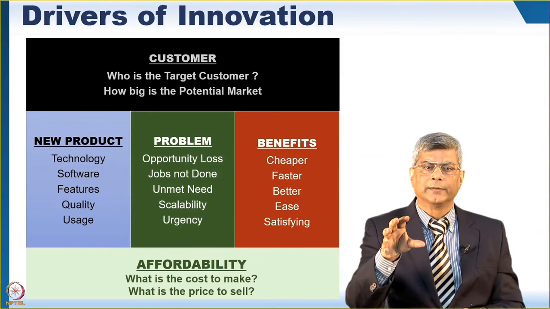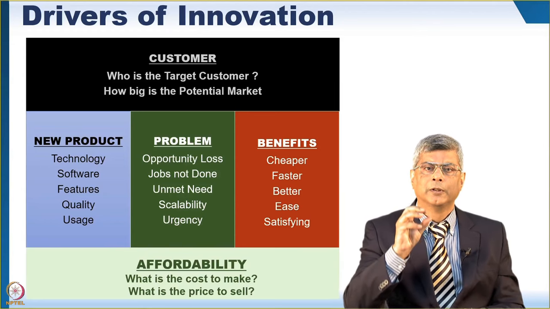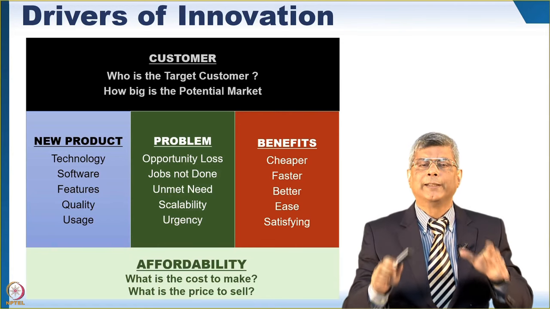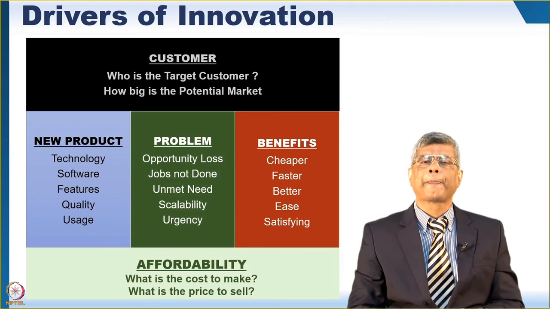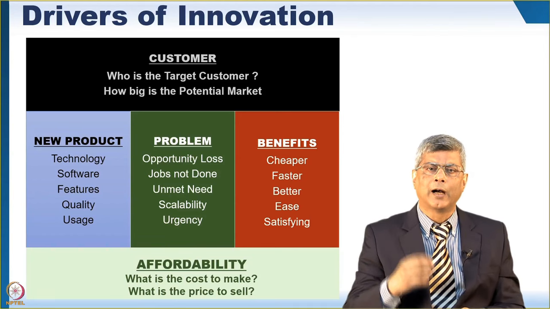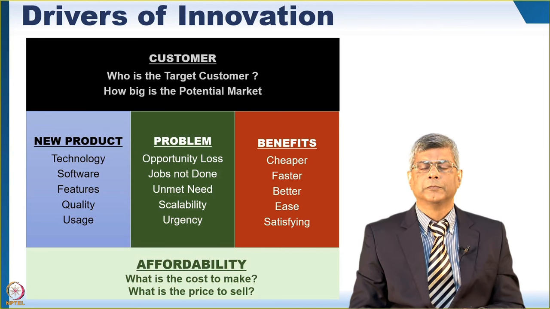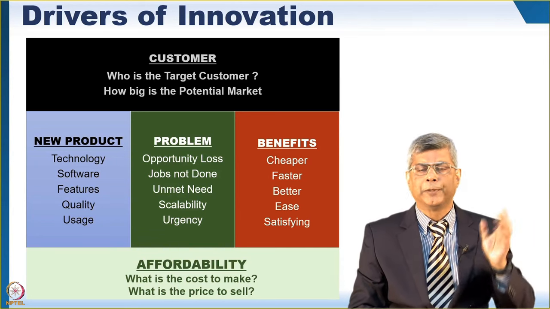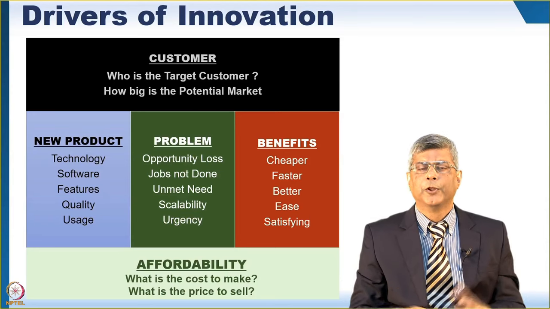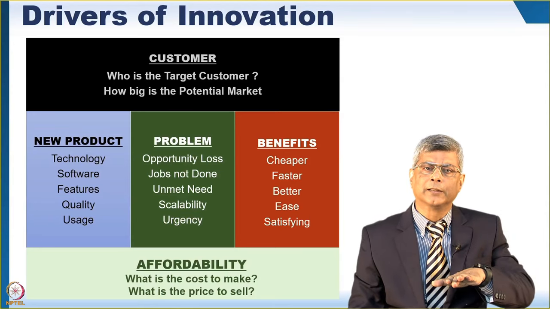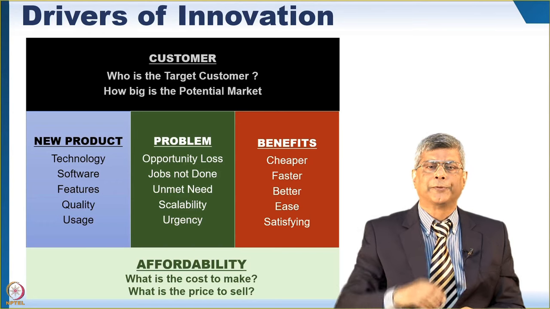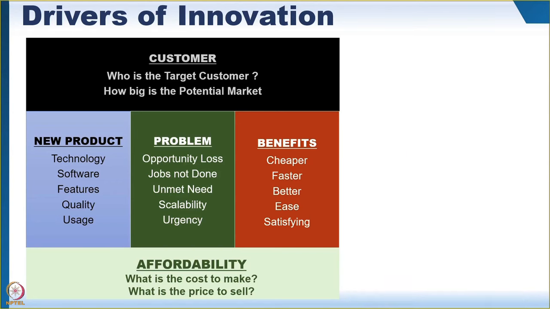Now, once you have done all of these as your innovation process, and identified the customer, understood his problem, created some new products, understood the benefits, there's still a big question around, is my innovation affordable? You can create an excellent watch or an excellent car, which nobody can afford. It satisfied all of this. It's very fast. It's very comfortable. It's got all the features. It doesn't pollute. But it's so costly, nobody can afford it. So that's the balancing factor of everything that you see in between. And an innovation has to satisfy all of these drivers. So these are the drivers of innovation.